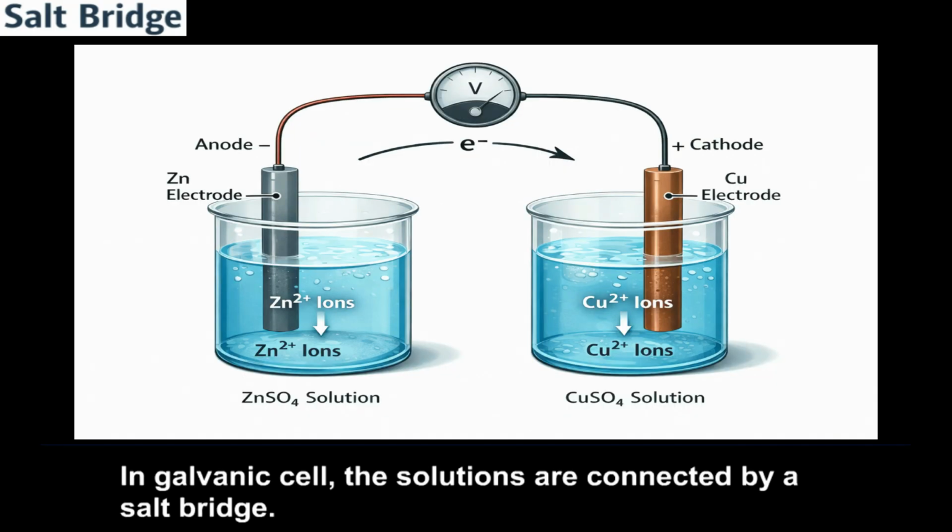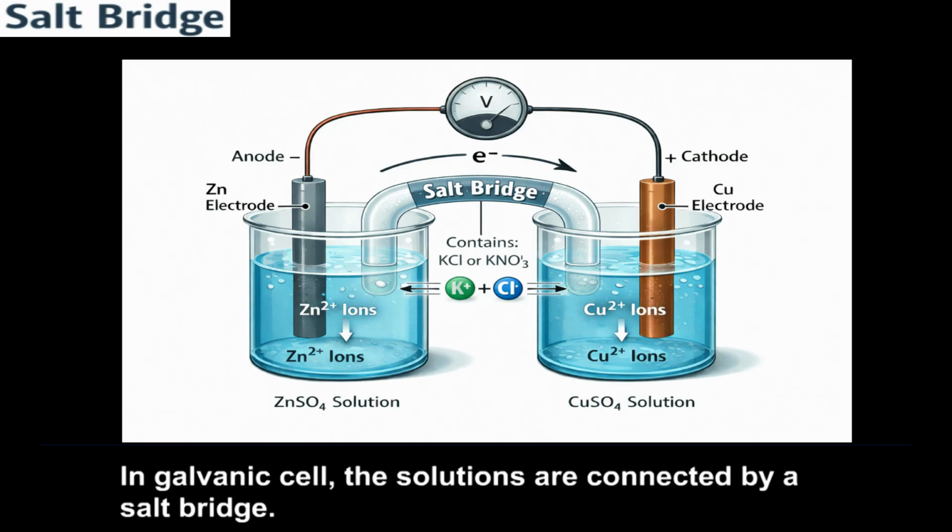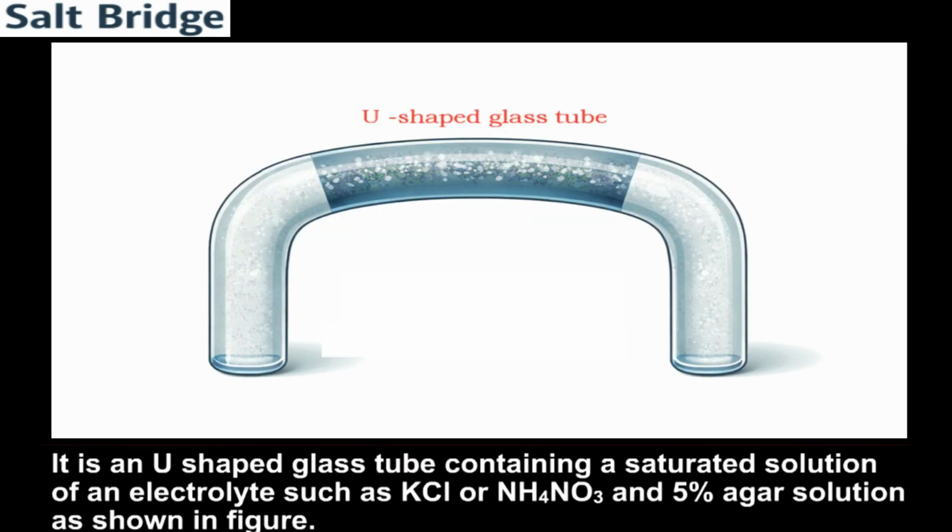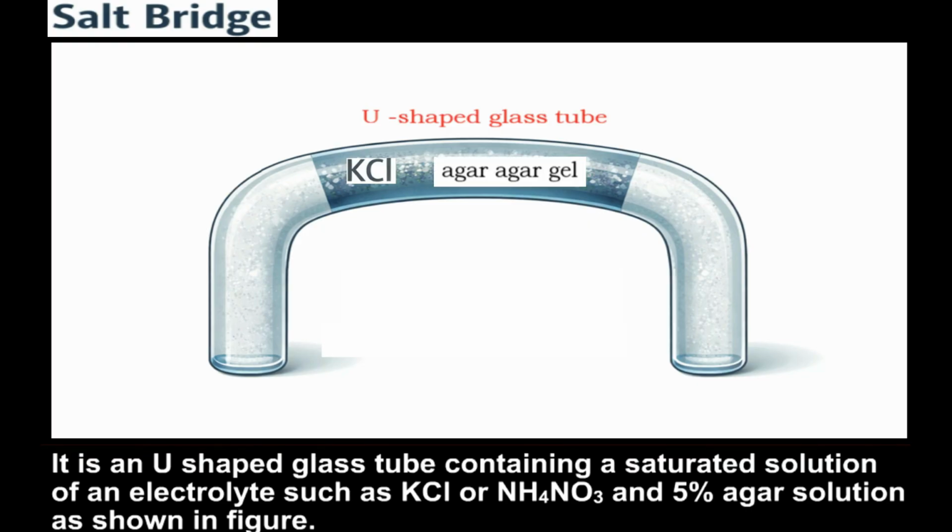Salt bridge. In a galvanic cell, the solutions are connected by a salt bridge. It is a U-shaped glass tube containing a saturated solution of an electrolyte such as potassium chloride or ammonium nitrate and 5% agar solution, as shown in this figure.